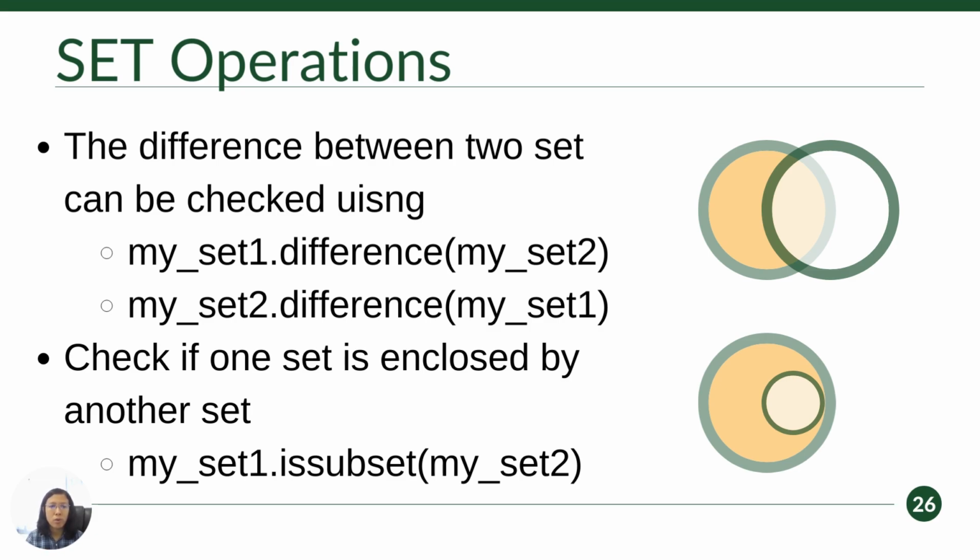That's why you have to be careful. Sometimes all the elements in set 2 can be inside set 1. If that is the case, we call it a subset. Set 2 is a subset of set 1. In Python, we can check whether one set is enclosed by another set using the issubset method. The issubset method will give you true or false. My set 1 dot issubset my set 2 will give you true if my set 1 is a subset of set 2. Otherwise, it will give you false.